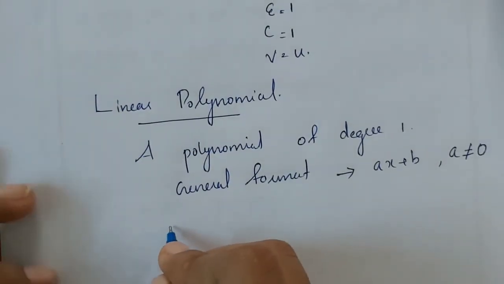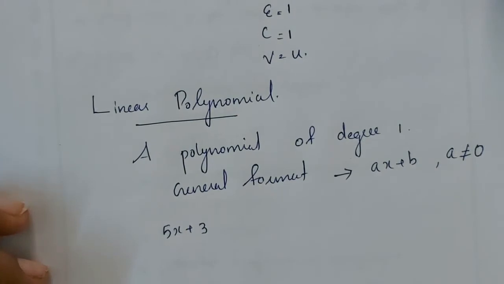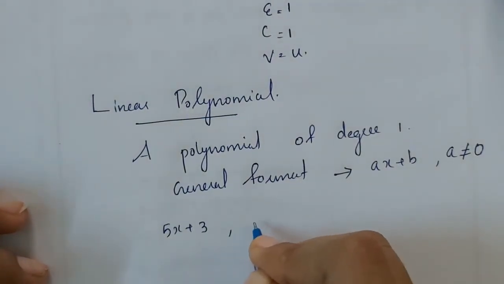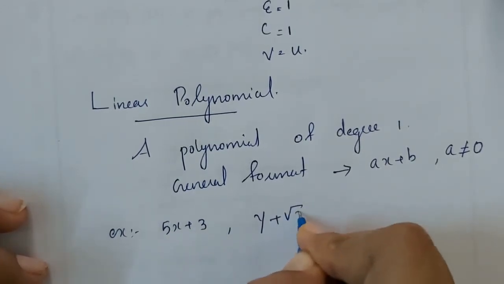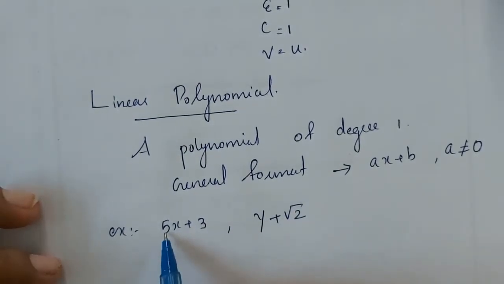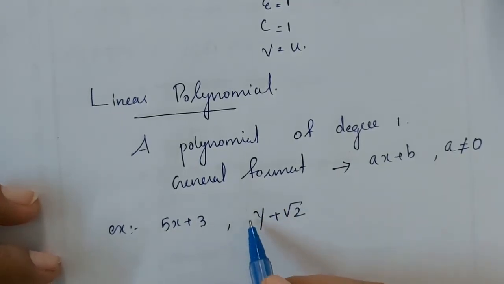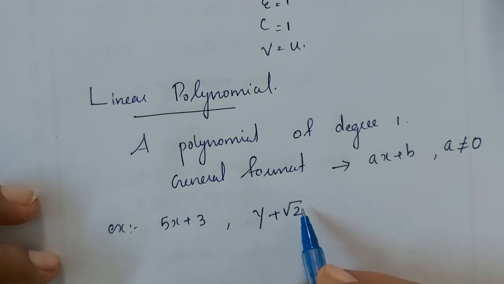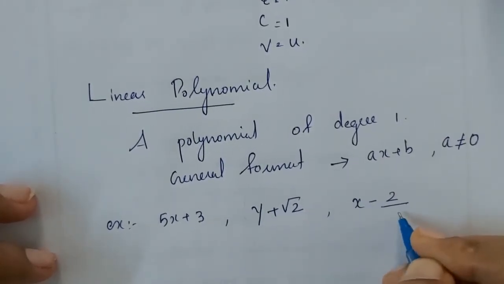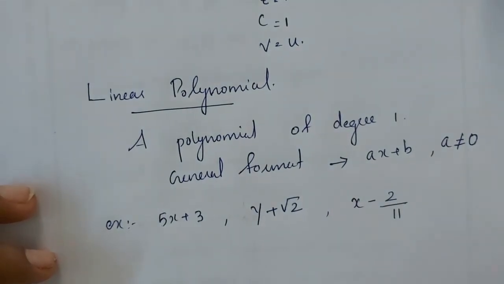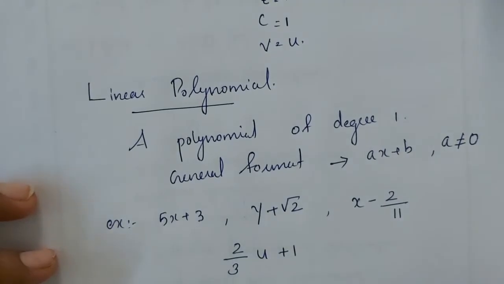For example, 5x plus 3. Another case, y plus root 2. Here the value of a is 5 and b is 3. Here the value of a is 1 and b is root 2. Another case, x minus 2 by 11. Another case, 2 by 3 u plus 1.